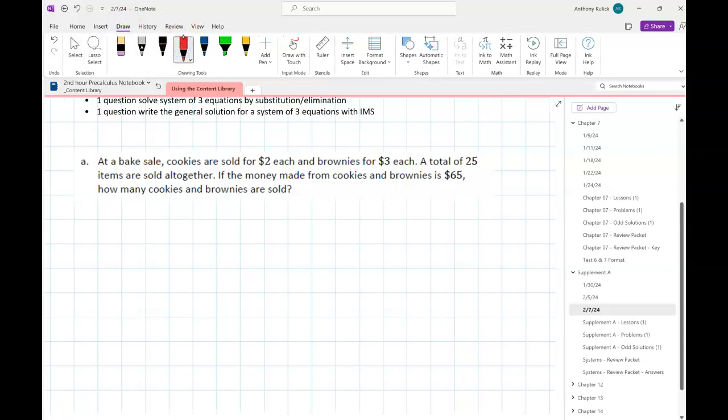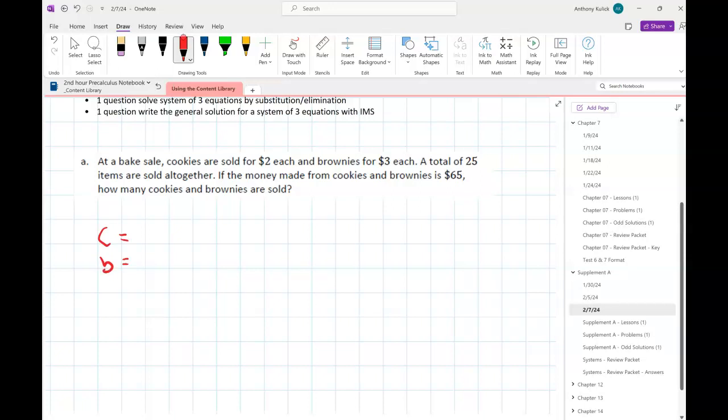So the way I would start any kind of problem like this is by picking a variable and deciding what that variable is representing. So what are we being asked to find here? Okay, so how many variables will we need? 2. Okay, let's pick the letters C and B.